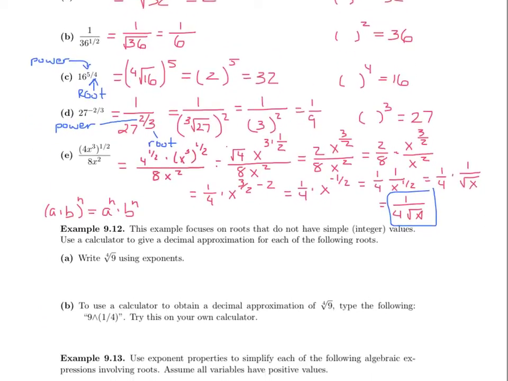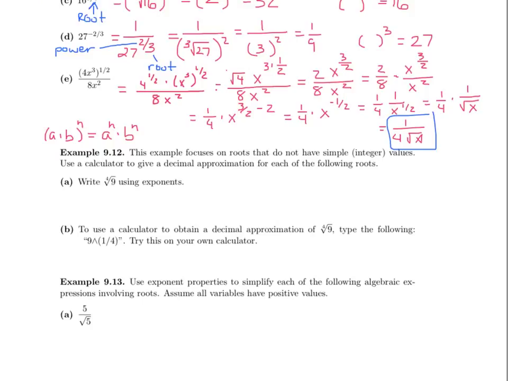Okay, let's go ahead and look at example 9.12. This example focuses on roots that do not have simple integer values. Use a calculator to give a decimal approximation for each of the following roots. So we'll do this in a two-step process. Let's look at part A. First of all, let's write the number, the 4th root of 9, using exponents. So the 4th root of 9 is by definition 9 raised to the 1/4 power.